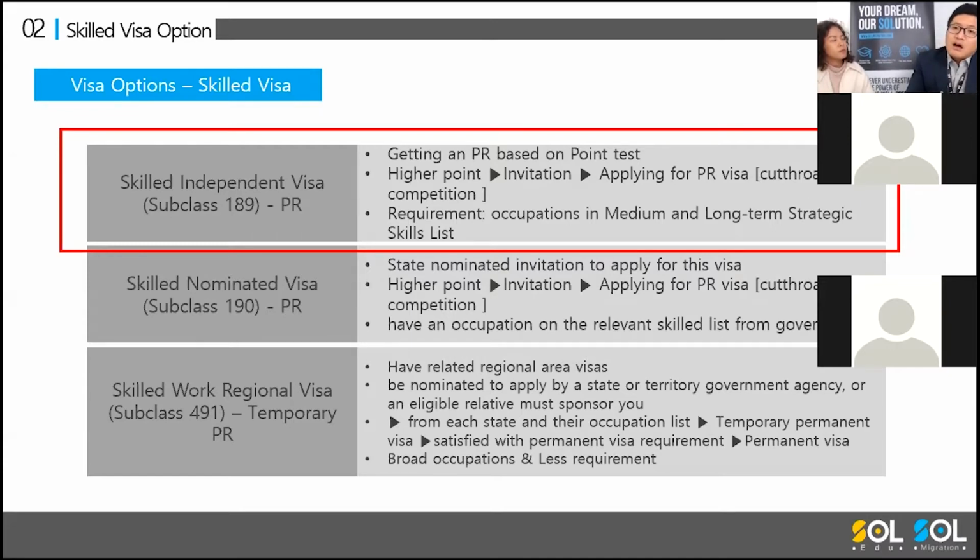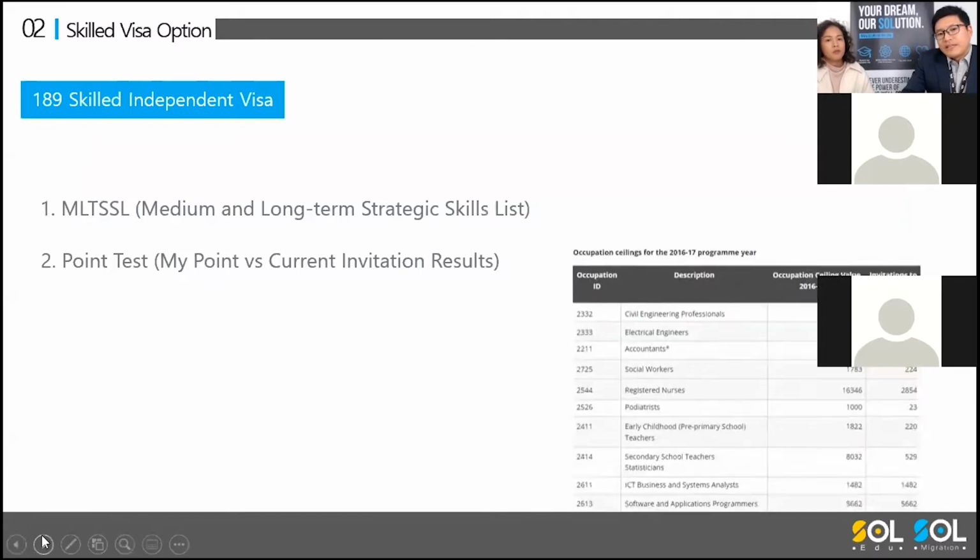But unfortunately, at the moment, the competition is getting stronger while the allocated quota is decreasing, which means the competition is stronger and stronger. Then your invitation point is getting higher and higher. So maybe we can see the points in here.